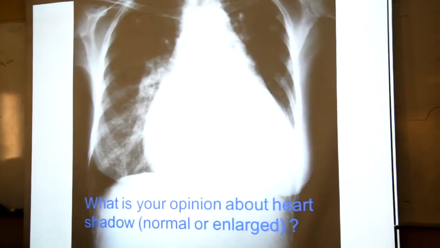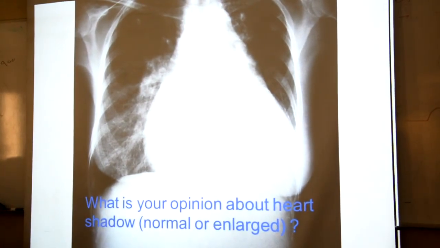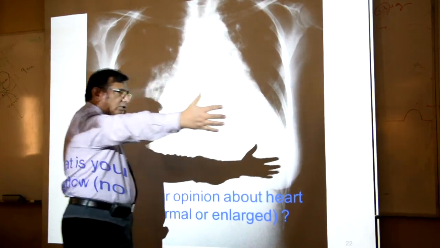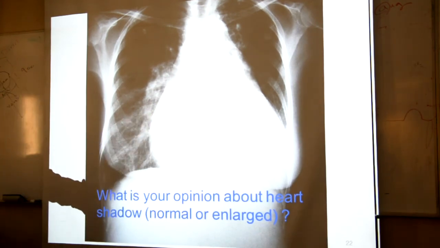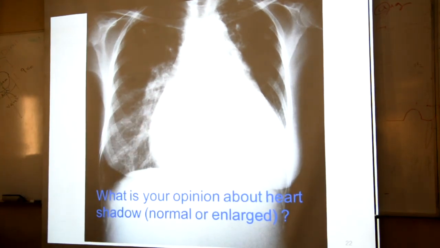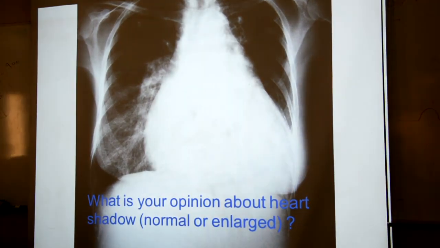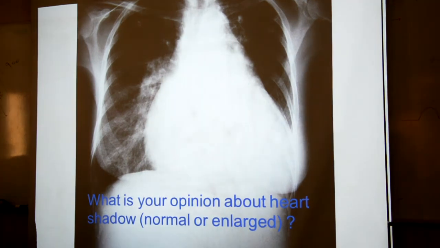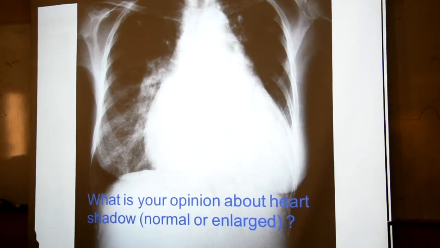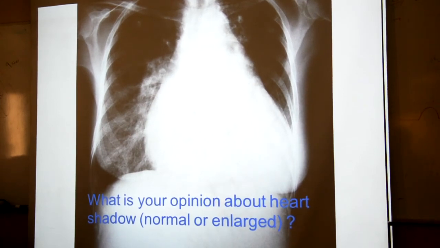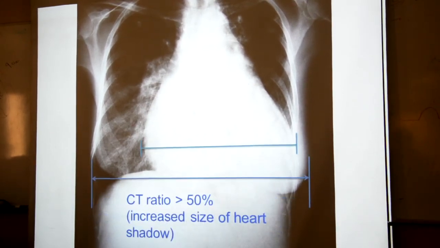Now let's see. By our visual subjective appearance, if we try to measure the ratio of the heart, it is occupying a bigger space in this thoracic cavity. It is larger than 50%. It is large, so the causes of a large heart shadow could be cardiomegaly, pericardial effusion, cardiomyopathy, congenital causes, and so on.